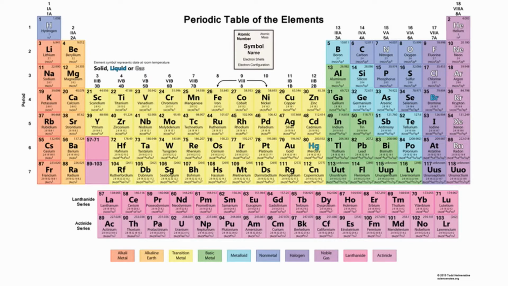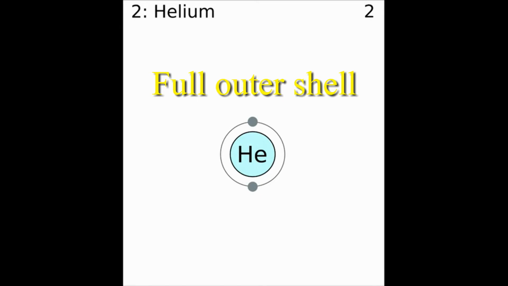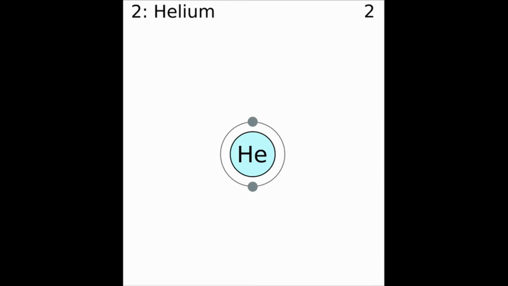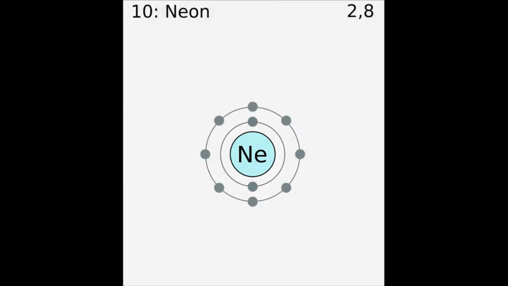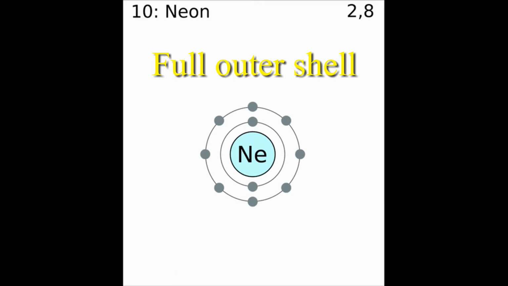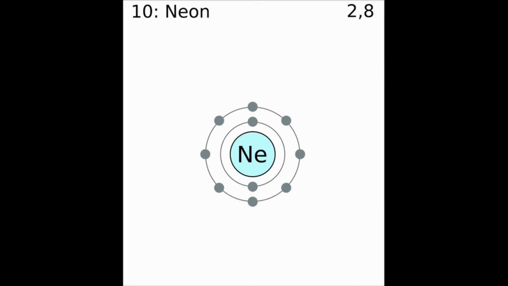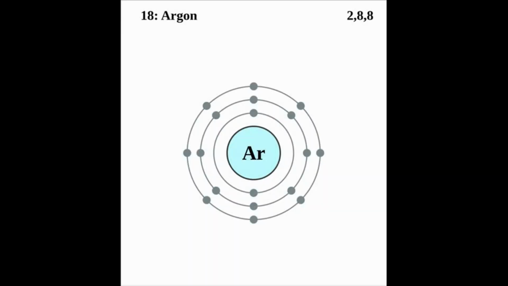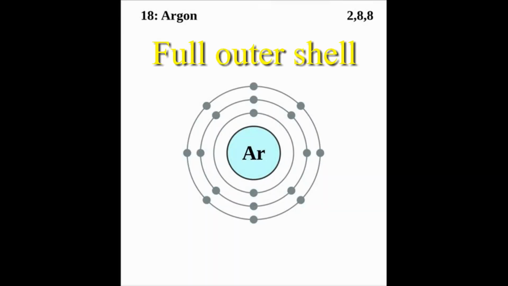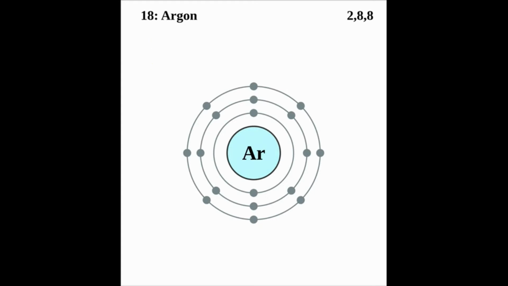I'll show you an example here. Helium has 2 electrons in its shell, so it's perfectly happy the way it is. The next one is neon, which is 2, 8: 2 in the first shell, 8 in the second shell. So it's perfectly happy the way it is. It doesn't have to react with anything. Next, argon has 3 shells, but it also has 8 electrons in its outer shell. So they all have full shells, and they're perfectly happy the way they are.